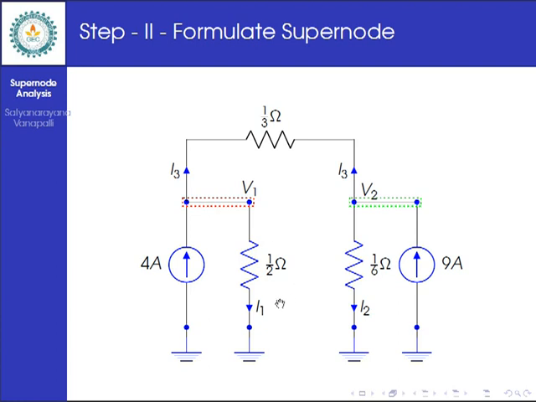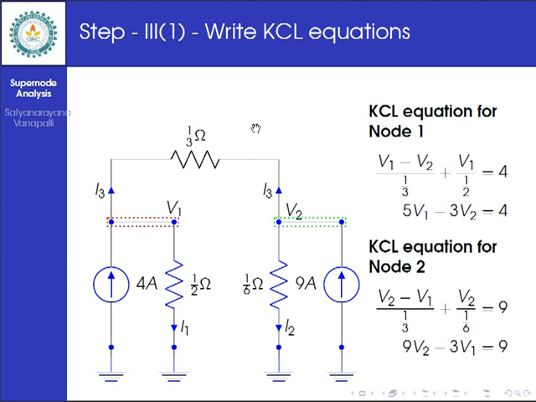So I1 is the current that was flowing through the 1 by 2 ohm resistance, I2 is the current that was flowing through the 1 by 6 ohm resistance, and I3 is the current that leaves from node 1, and the same I3 is leaving from node 2, that flows through the 1 by 3 ohm resistance.